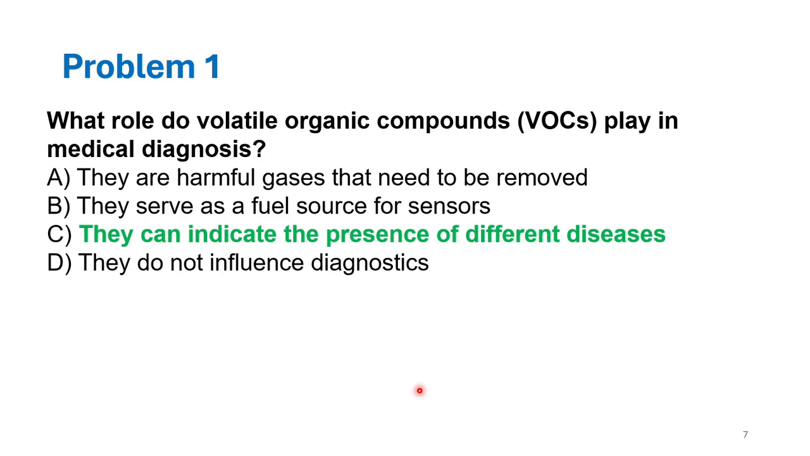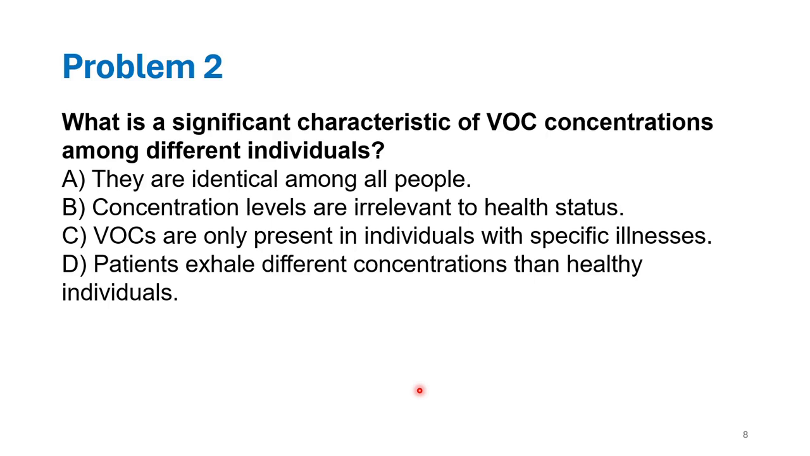So any doubts? Okay. We'll move on to the next question. Problem 2. What is the significant characteristic of VOC concentrations among different individuals? The first option is A. They are identical among all people. B. Concentration levels are irrelevant to health status. C. VOCs are only present in individuals with specific illnesses. D. Patients exhale different concentrations than healthy individuals. So what is the answer?